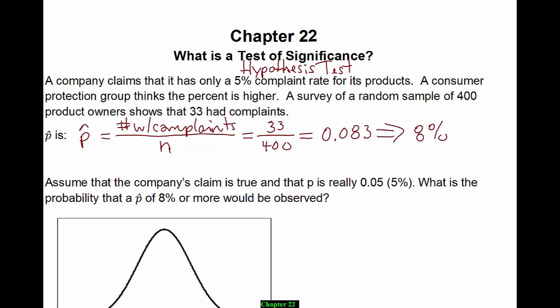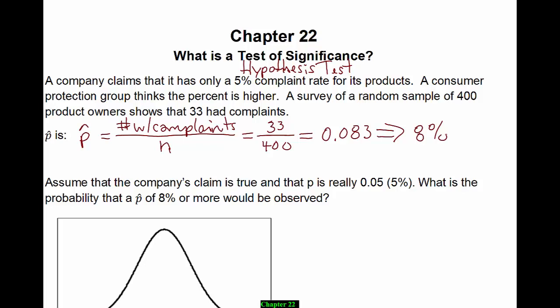Now, assume that the company's claim is true and that P, the proportion of all customers who complain, is really 5%. If the company's claim is true, what is the probability that we'd see a P hat in our sample of 8% or more? We can compute this probability because we know 3 facts about the sampling distribution of P hat. We know how P hat varies from sample to sample.